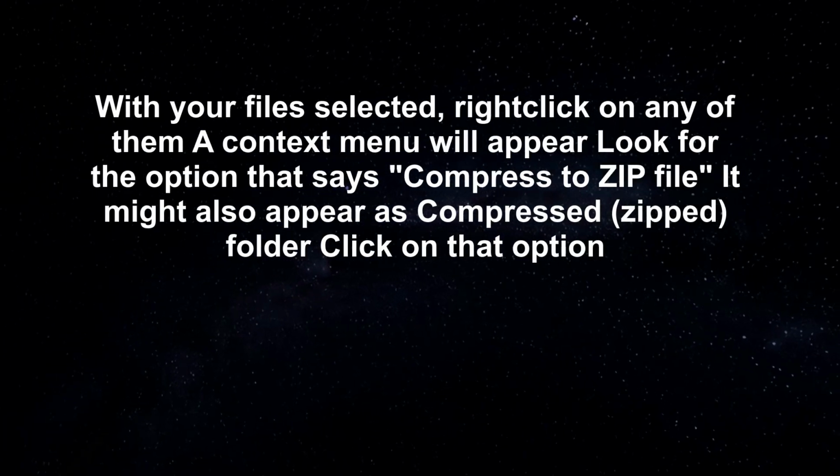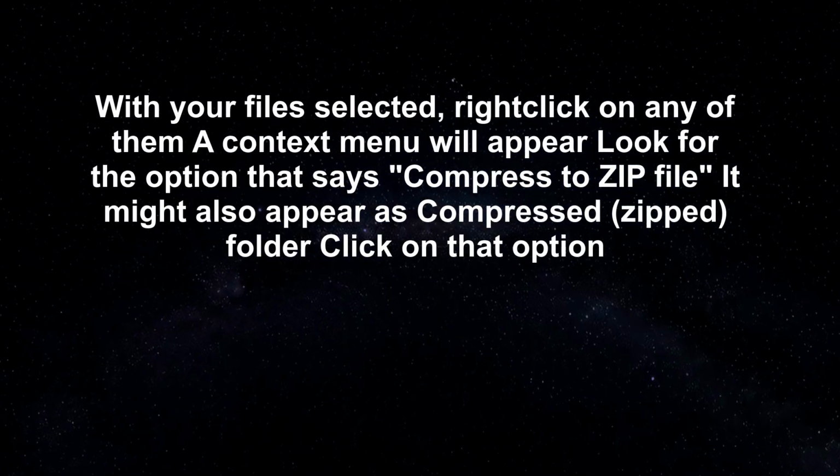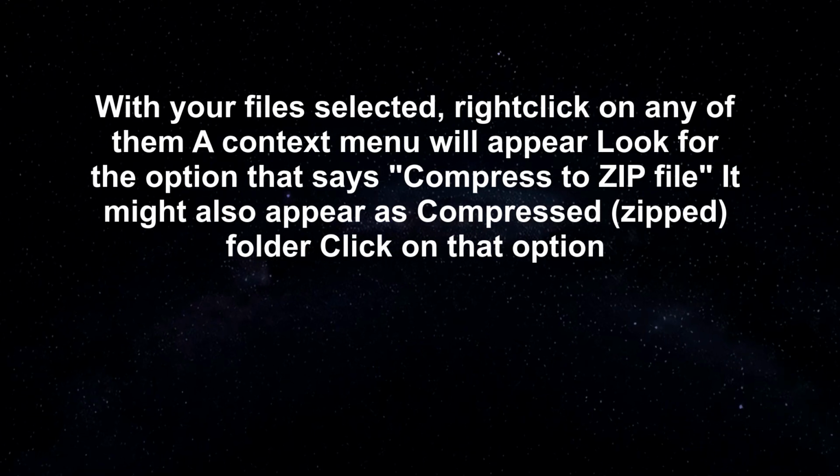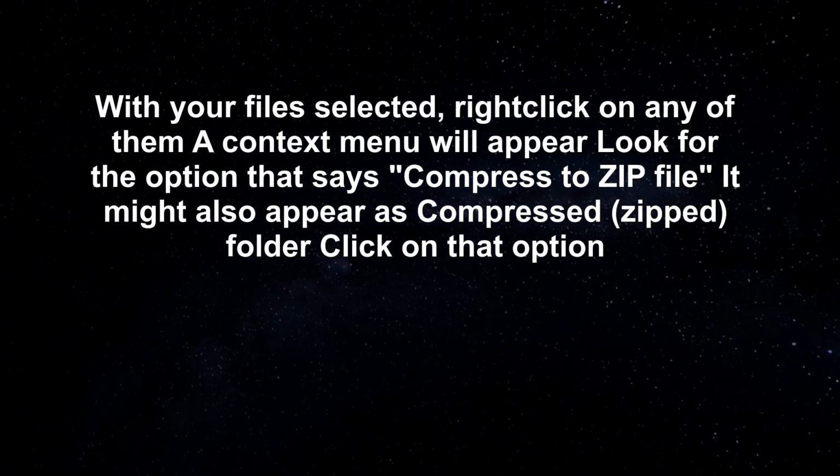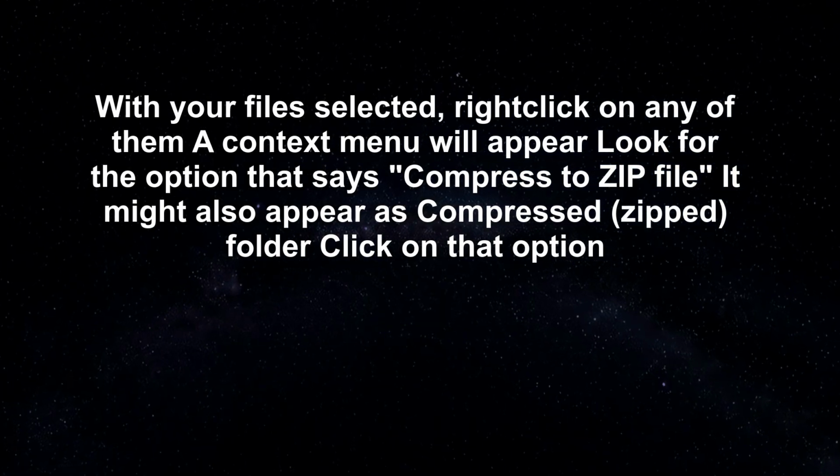With your files selected, right-click on any of them. A context menu will appear. Look for the option that says Compress to Zip File. It might also appear as Compressed Zip Folder.